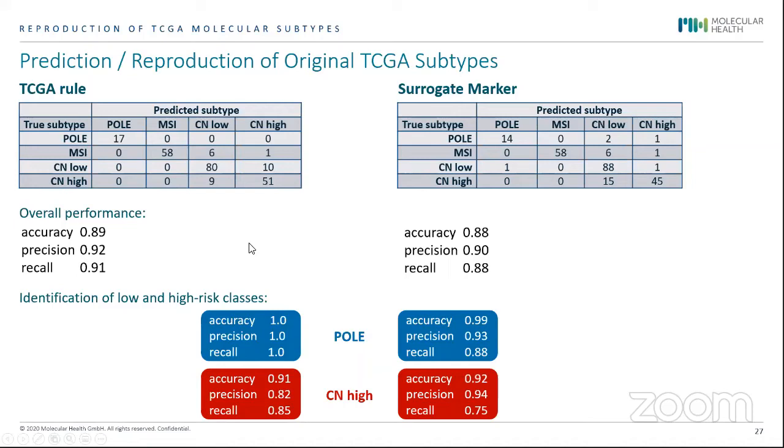For the CN high class, we are not that perfect, but still very good with an accuracy of around 90%. And here again, what's seen is that the surrogate marker-based classification is a little less sensitive and a little more precise than the TCGA rule. So it identifies fewer tumors as CN high, but those it identifies are very precise.